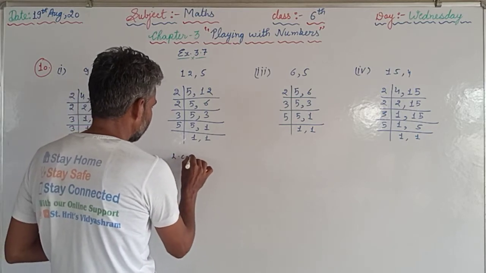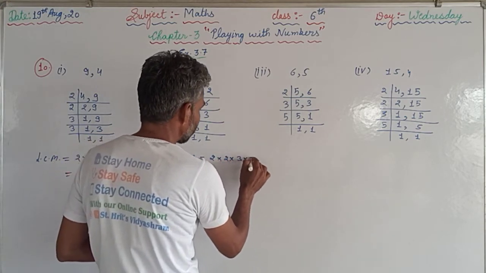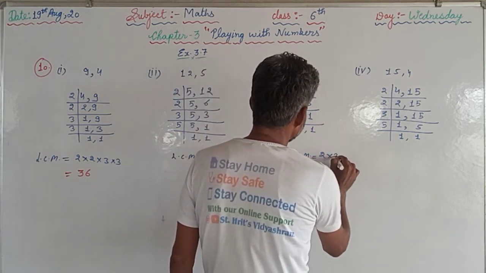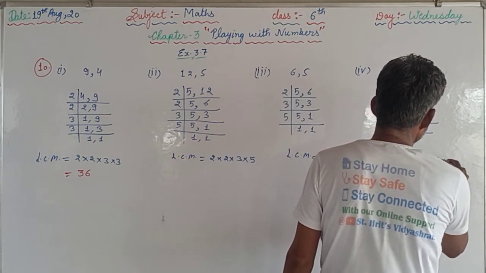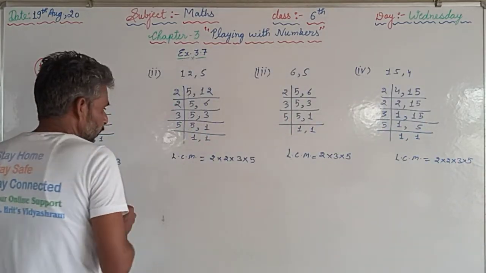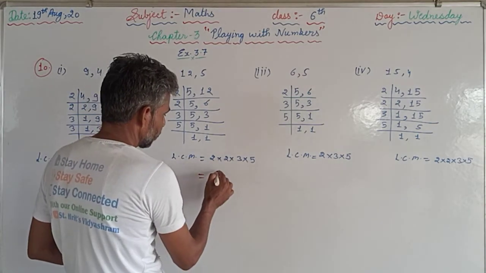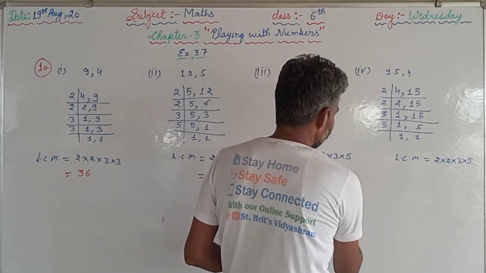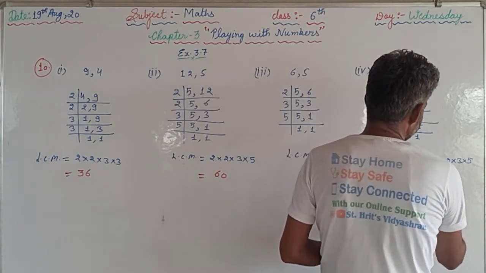Here first of all we have to write the LCM. LCM will be 2 into 2, 2 into 2 into 3 into 5. Here LCM will be 2 into 3 into 5. Here the LCM will be 2 into 2 into 3 into 5. So here the LCM will be 5 threes are 15, 15 twos are 30, 30 twos are 60.